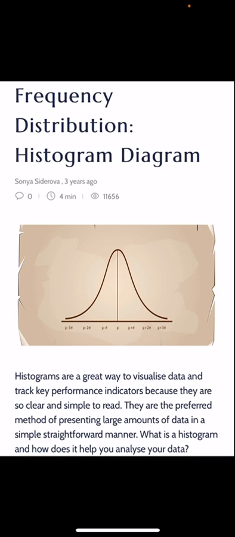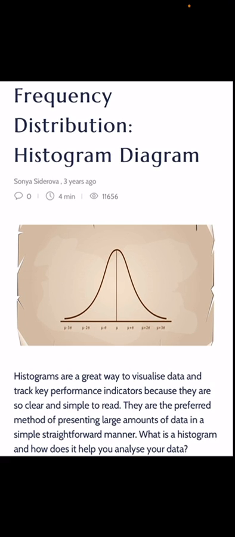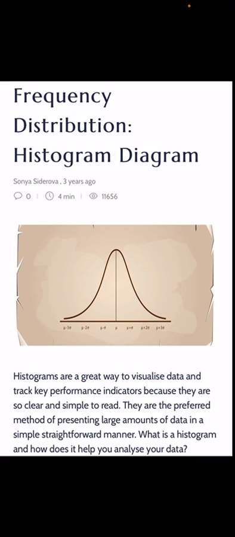So what are the data which are in the form of grouped frequency distribution, which we have already studied? Such as 0 to 5, 5 to 10, 10 to 15, 15 to 20. All these are data in the form of grouped frequency distribution. Such data are generally represented by frequency diagrams such as histogram, frequency polygon, frequency curve, and ogive. Now we will see what a histogram is.